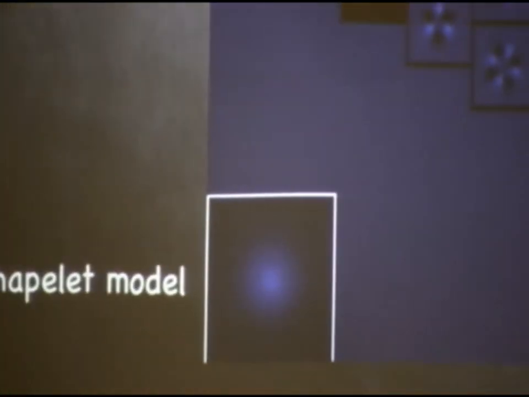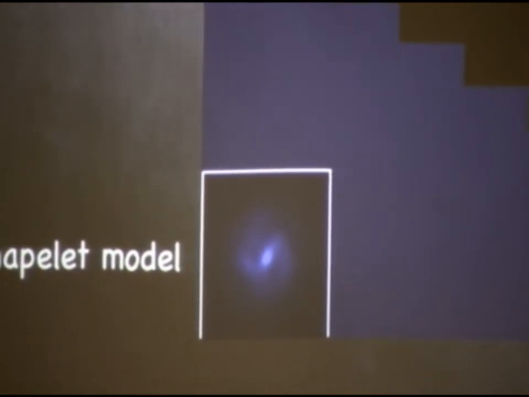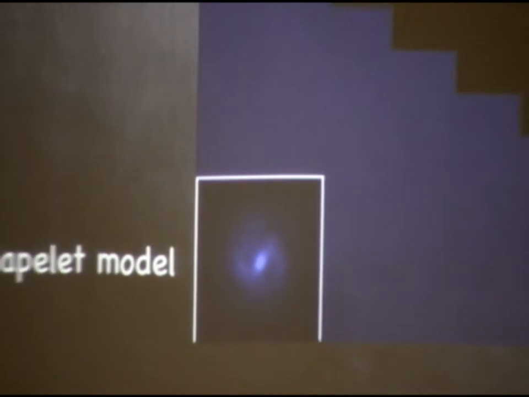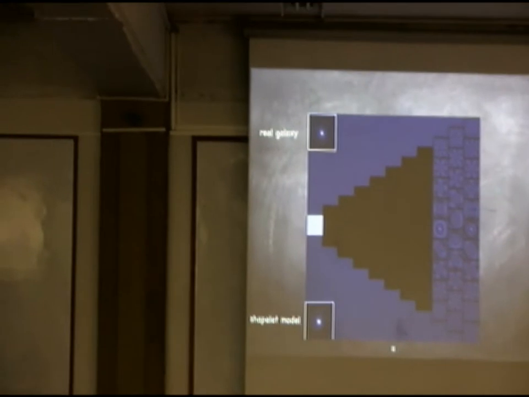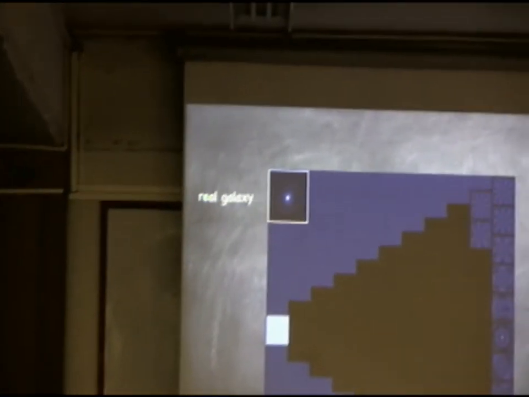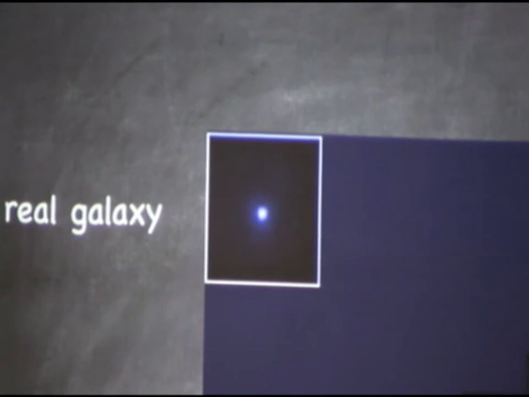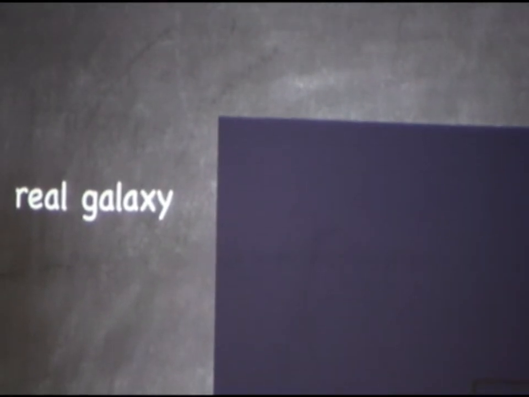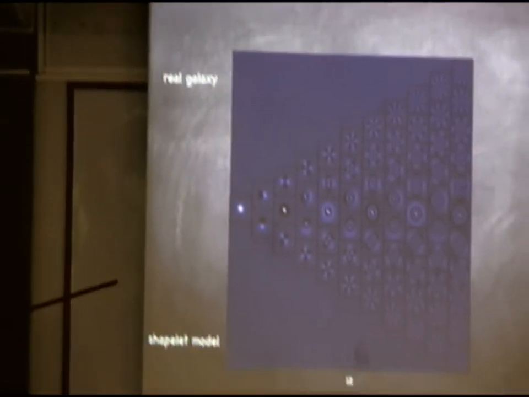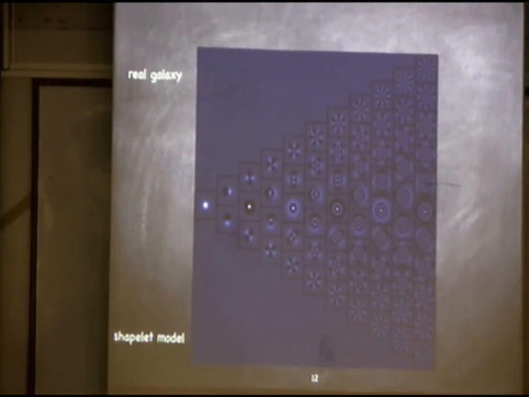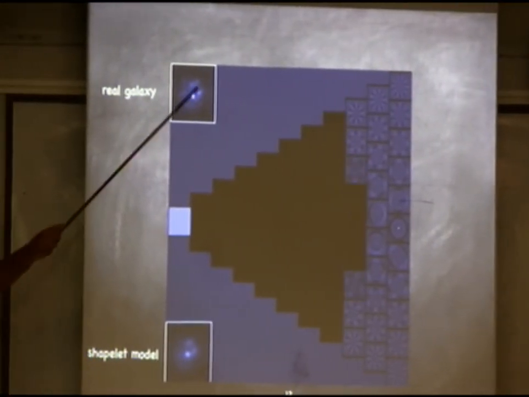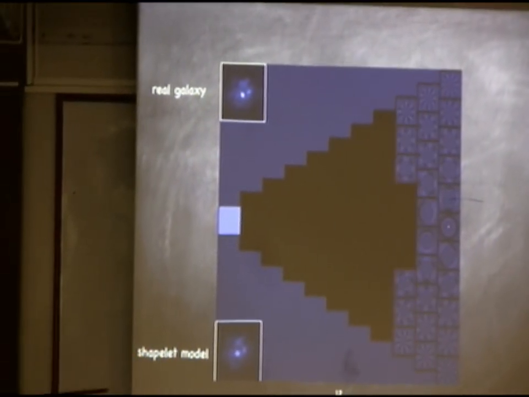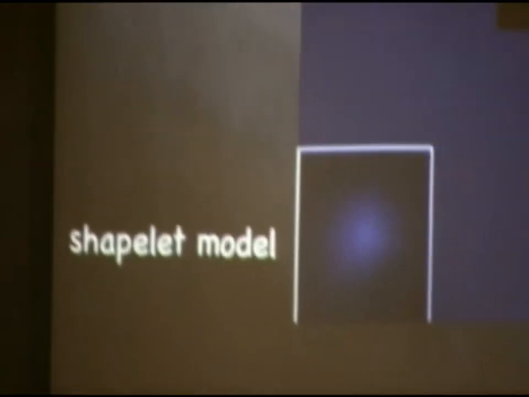So this is a very flexible formalism. It's an orthonormal basis function. In principle, you can make it as accurate as you like. Here's another example of a different galaxy, a different type, a much more peaky galaxy, and you see the same thing. The point about these shapelets is that they have very nice properties in how they transform under a shear. So here's a third one. This one has some blobs in it, so this is more difficult. You have to go to quite high order before you begin to see the blobs also in your model.